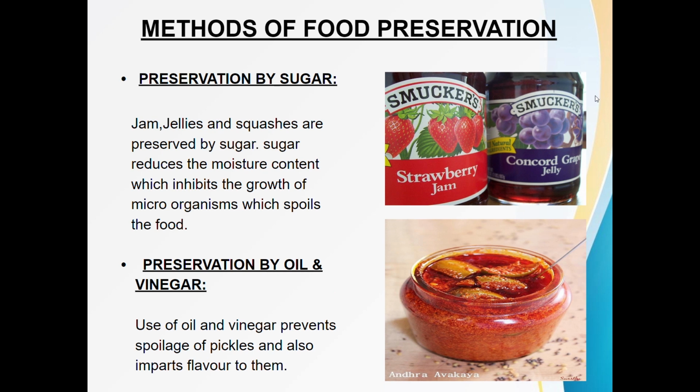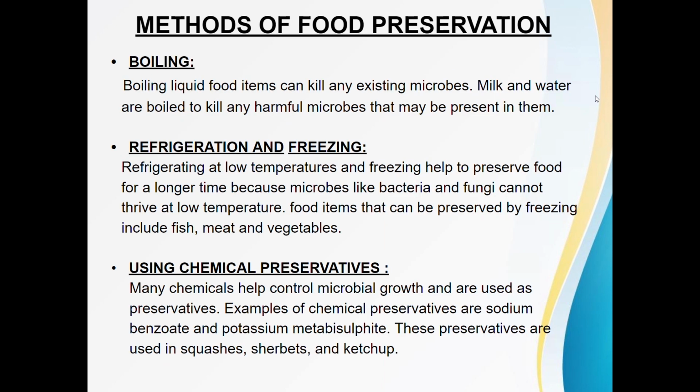Preservation by sugar. Jams, jellies and squashes are preserved by sugar. Sugar reduces the moisture content, which inhibits the growth of microorganisms that spoil the food. Preservation by oil and vinegar. Use of oil and vinegar prevents the spoilage of pickles and also imparts flavor to them.